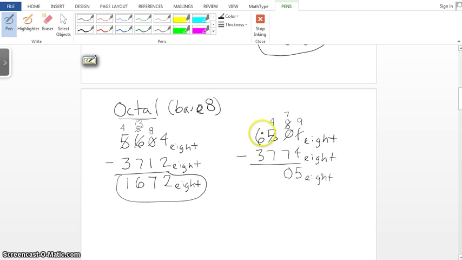Can't take 7 away from 4, so let's borrow from this 6. Now it's a 5. I'm carrying 8 back here. 8 plus 4 is 12. So 12 minus 7 is a 5. 5 minus 3 is 2. Alright, you might have to watch this video or these videos a couple times, and that's okay. That was a little bit of subtraction. We'll make one more video, and that should take us through the subtraction.